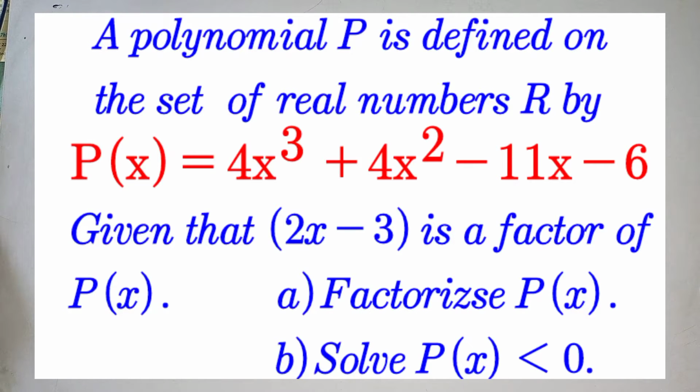Today we want to look at this question under the topic polynomials. A polynomial P is defined on the set of real numbers R by P of x is equal to 4x cubed plus 4x squared minus 11x minus 6. Given that 2x minus 3 is a factor of P of x. A. Factorize P of x completely. B. Solve the inequality P of x less than 0.